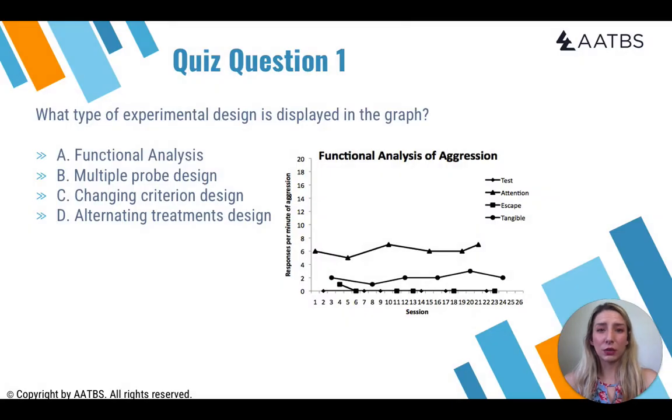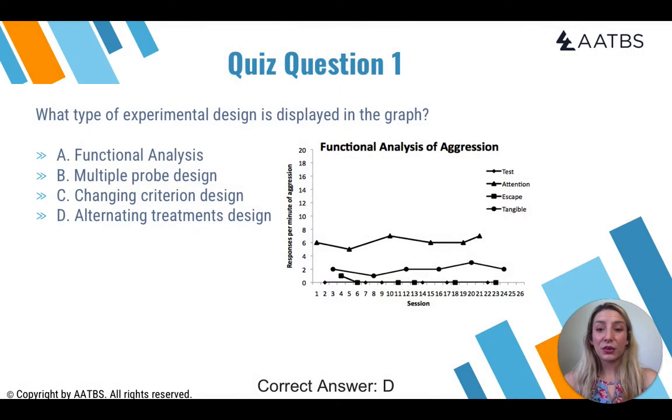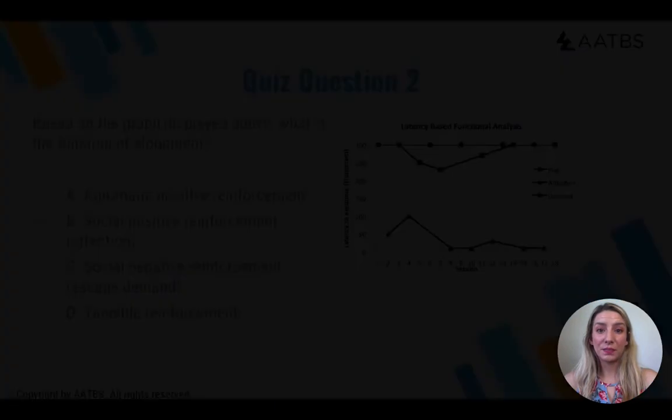So what are we thinking for question 1 after our quick review? Did you guys get A, B, C, or D for your answer? Ready to see? The correct answer is D. This is an alternating treatments design.